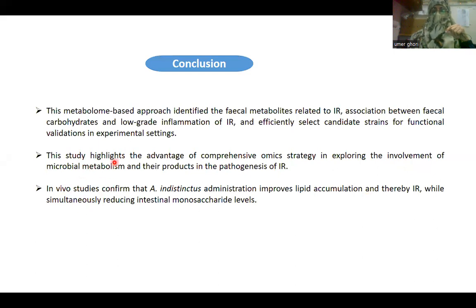In vivo studies confirm that Alistipes indistinctus administration improves lipid accumulation and thereby insulin resistance, while simultaneously reducing intestinal monosaccharide levels.